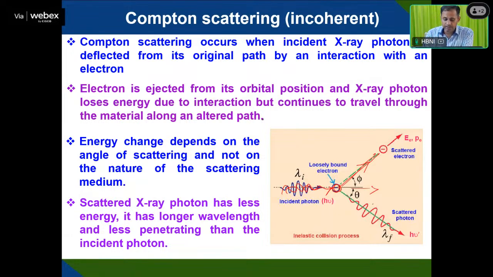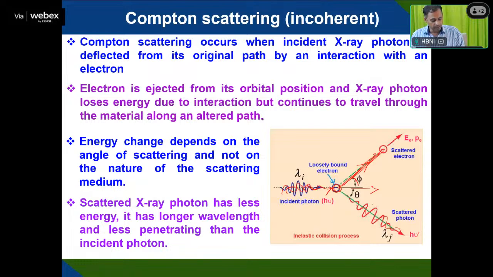The electron that is ejected from the orbital position, or the X-ray photon that lost energy in the interaction, continues to travel through the material without changing its path. You can see that the electron is moving this way, and whatever the lambda is incident after that, the scattered photon will deviate and go in another direction. The energy change depends on the angle of the scattering, on how much the scattered angle is, not on the nature of the scattering media.